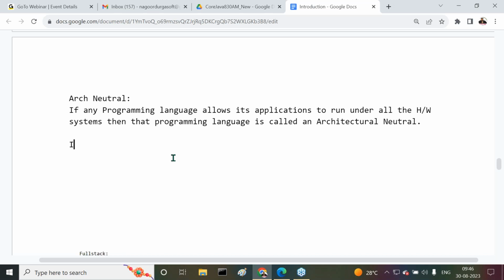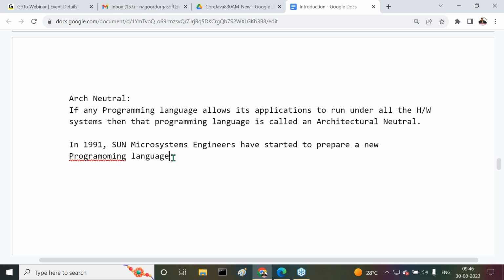Okay, fine. In 1991, Sun Microsystems engineers started to prepare a new programming language.